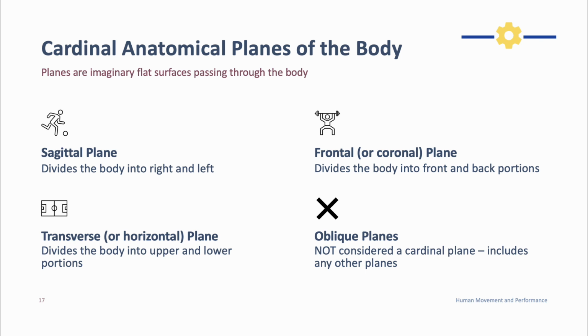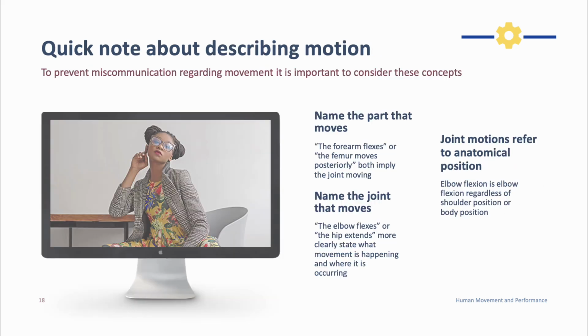Anything else that doesn't move in these three cardinal planes is considered to be moving in what's called an oblique plane. So any other plane, any of these diagonal sections of the body, would be considered oblique planes. And in reality, the human body typically does not move just in these cardinal planes, but in oblique planes.